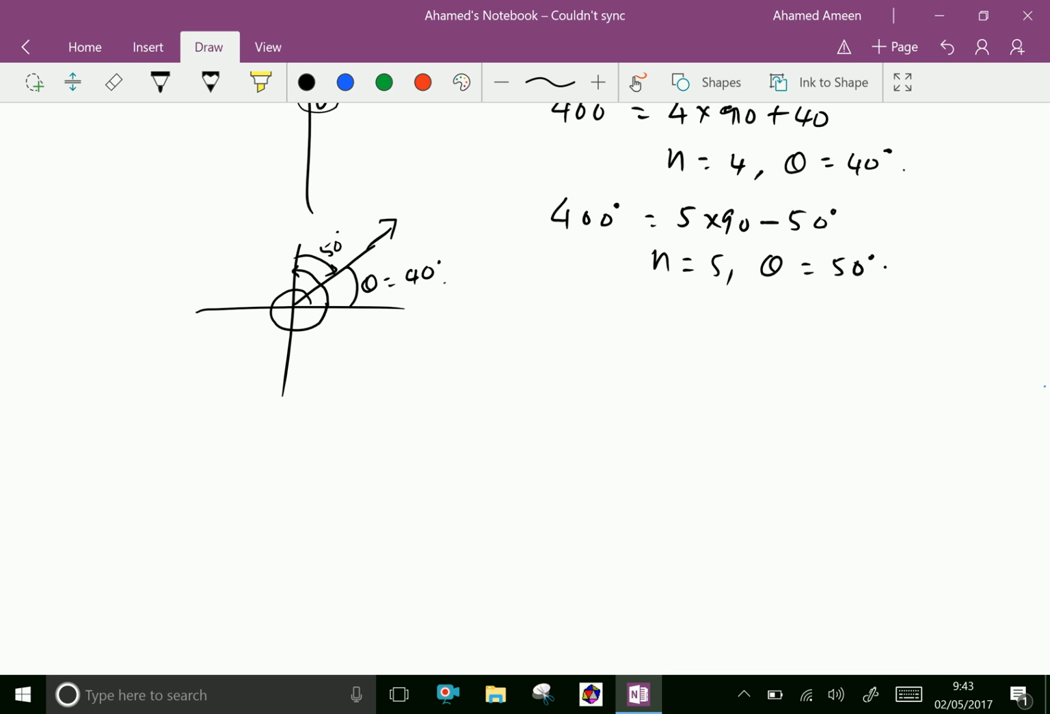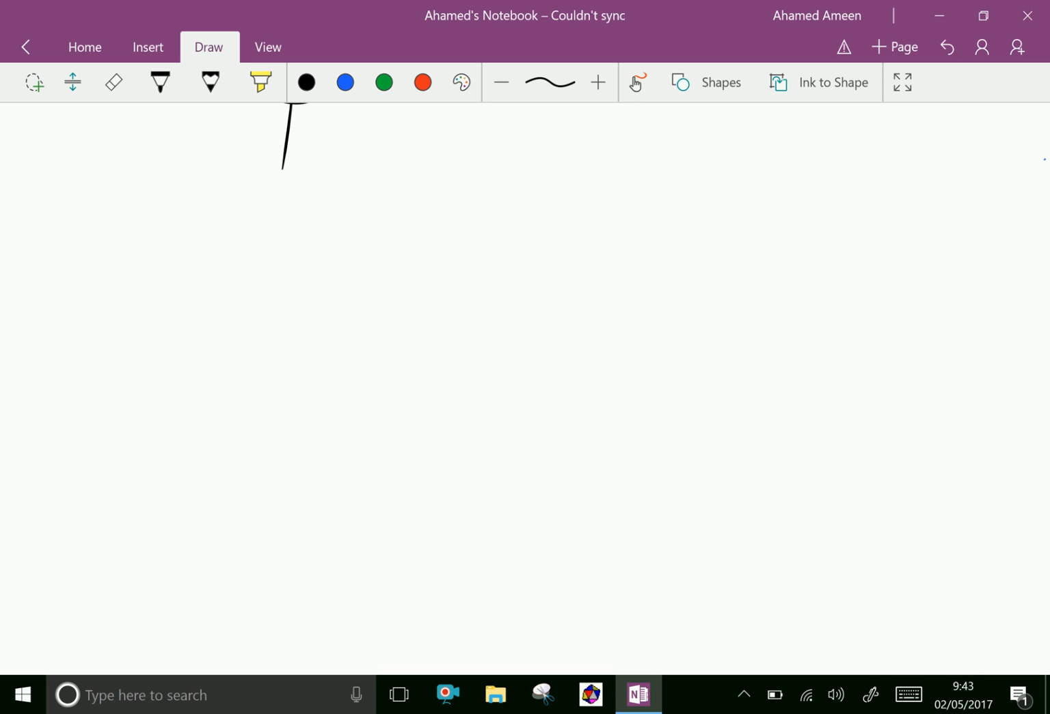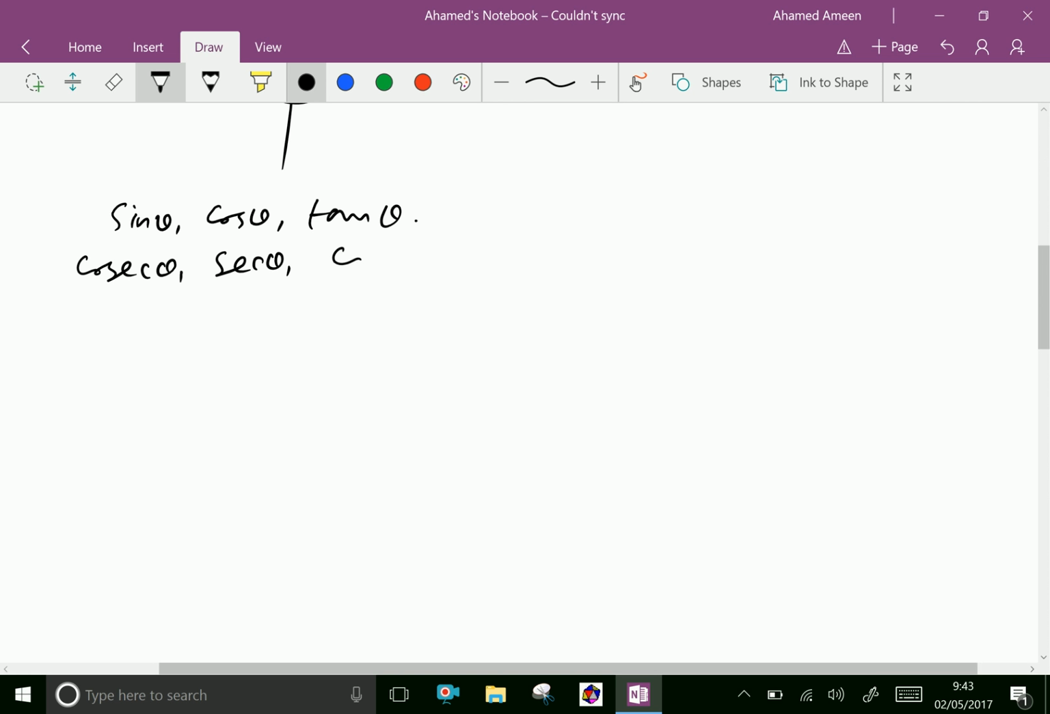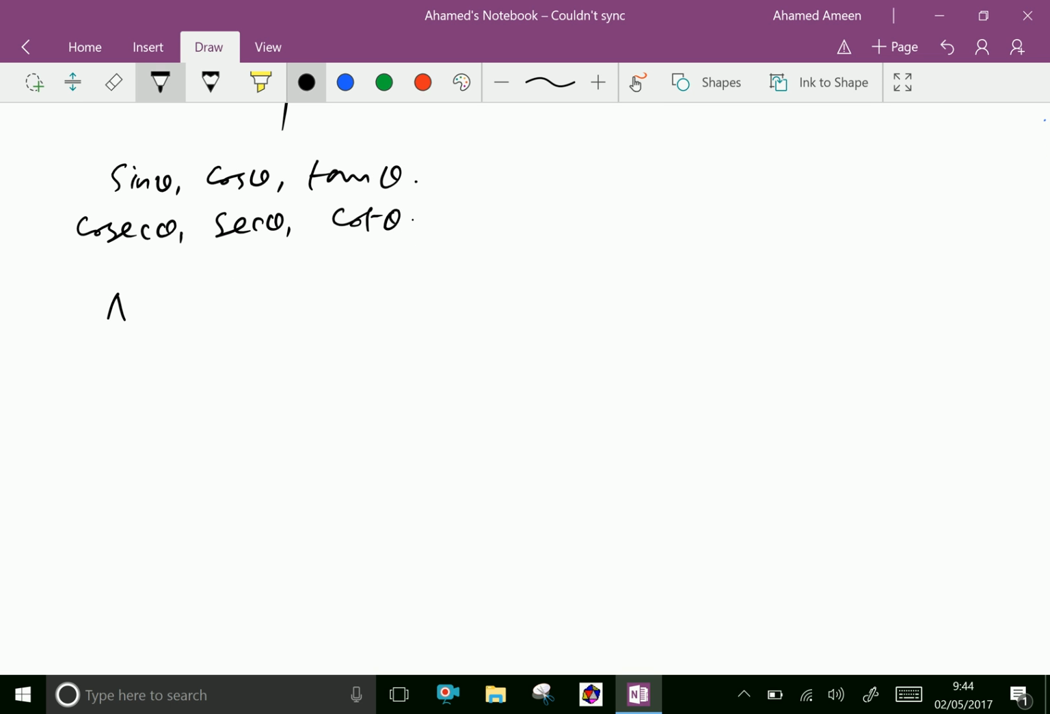Like that we can decide sin theta, cos theta, tan theta and its reciprocals, cosecant theta, secant theta and cot theta. For theta more than 360 degrees or any degrees, we can find the actual value of those functions. Means consider this slogan: all silver tea cups.